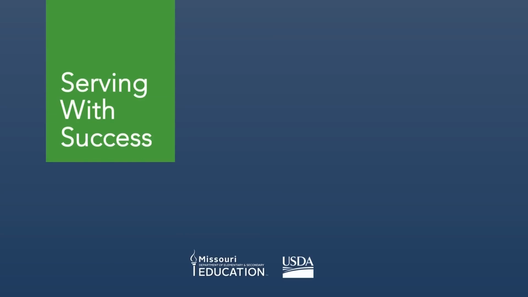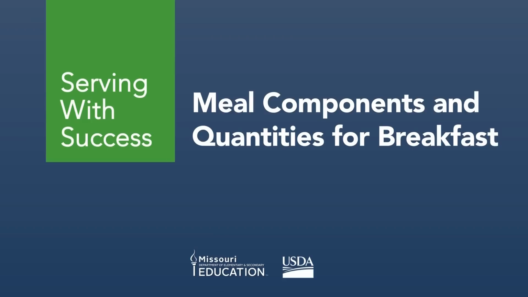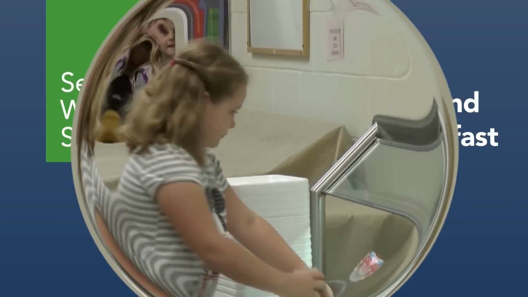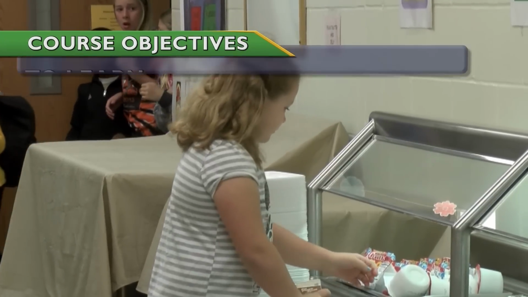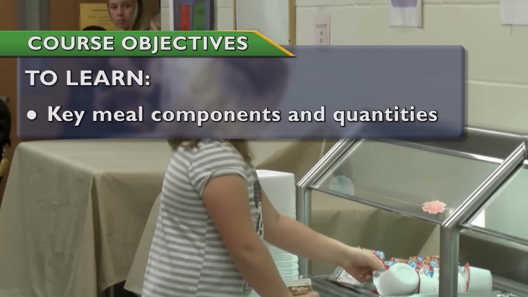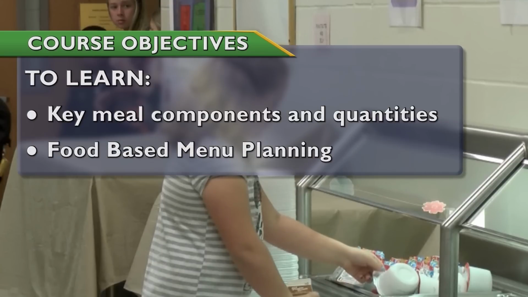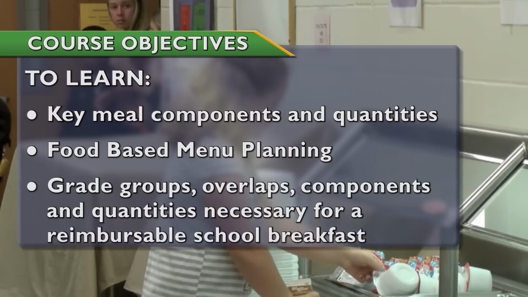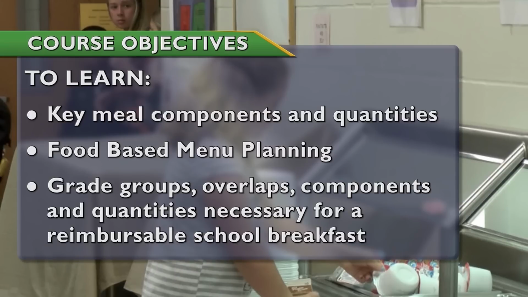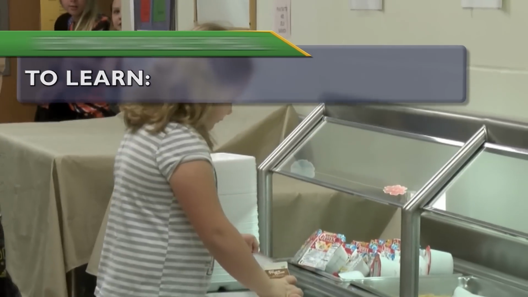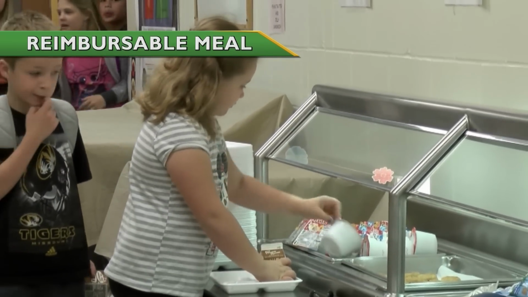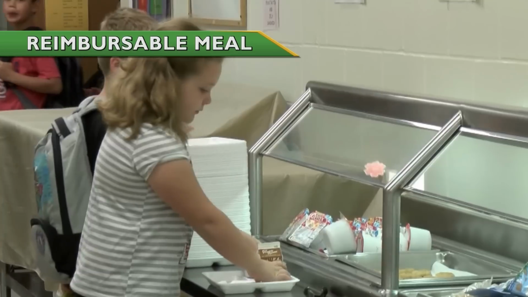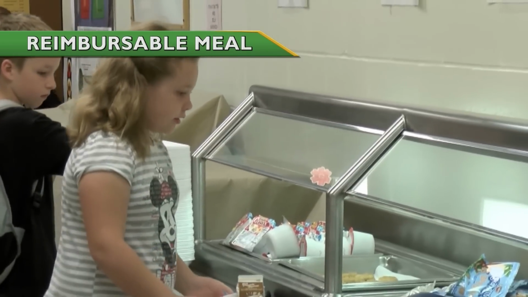Welcome to Serving with Success, Meal Components and Quantities for Breakfast. In this module, you will learn the key meal components and quantities per grade group to meet the school breakfast program requirements for each grade group, the method of food-based menu planning, grade groups, overlaps, components, and quantities necessary for a reimbursable school breakfast. The meal pattern requirements for each grade group within all reimbursable meal service lines is the foundation of the federal school nutrition programs.